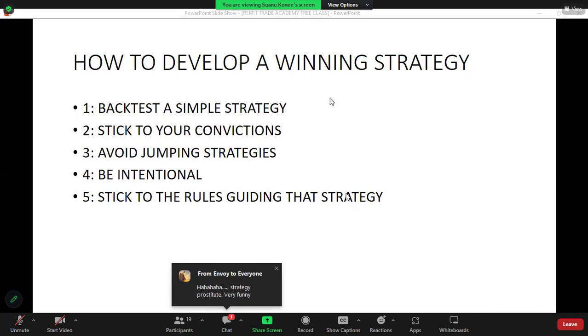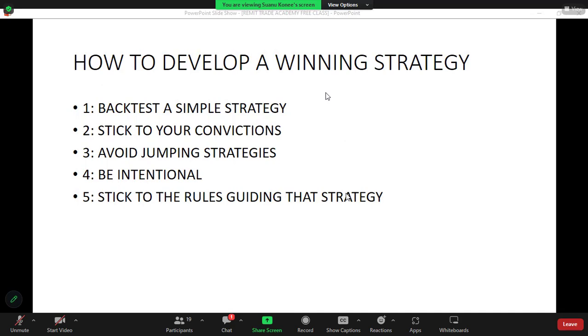So if I have been on my chart for too long, and then I tend to understand some things in the market, I will be different from you that always come to the chart for 30 minutes and then go out immediately. So stop jumping from strategy to strategy. Be intentional in what you are doing. And number 5, like I always say, remember I keep saying this throughout this course: stick to the rules guiding that strategy.